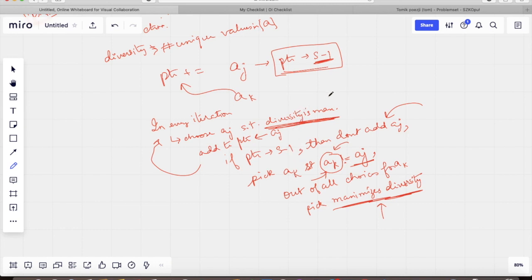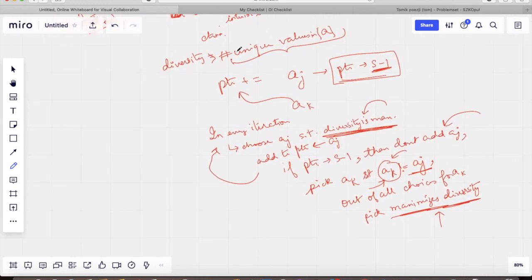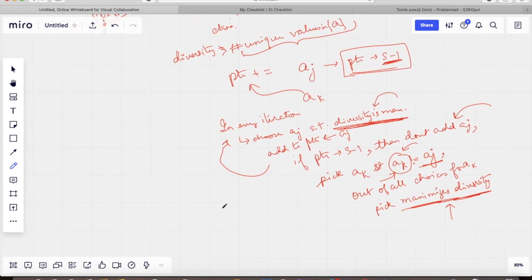Now this "diversity is maximum" is still a bit vague, right? What do I mean by diversity is maximum? Number of unique values in A, there can still be multiple ways to pick unique values. What we will go for here is, by diversity being maximum, I mean that we will take AJ or AK such that the frequency of this AJ slash AK is maximum. Frequency of AJ or AK is max.